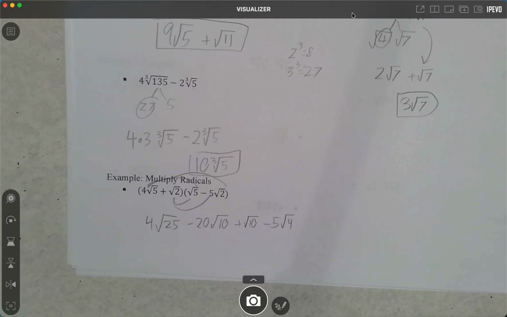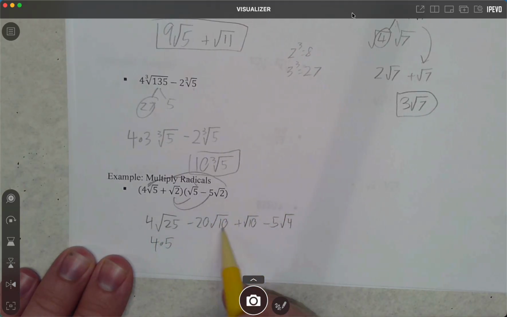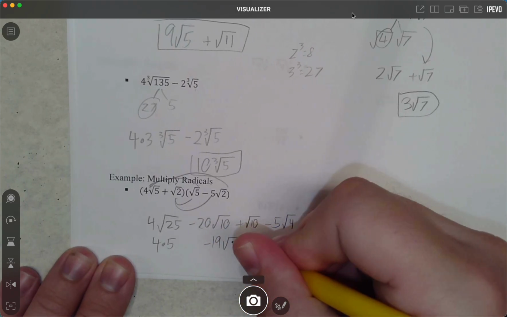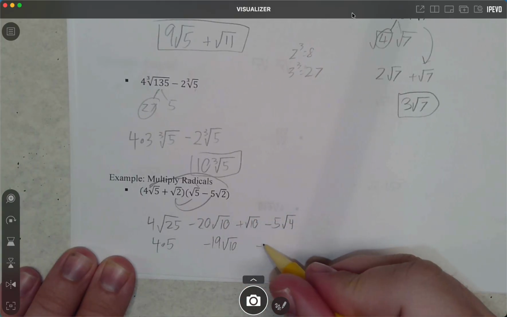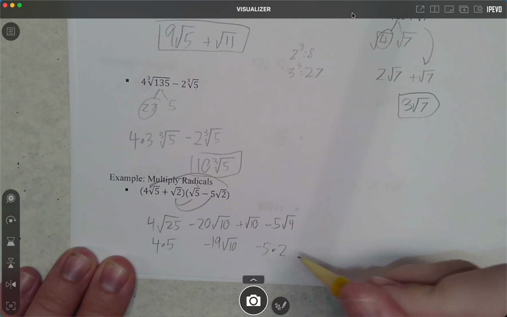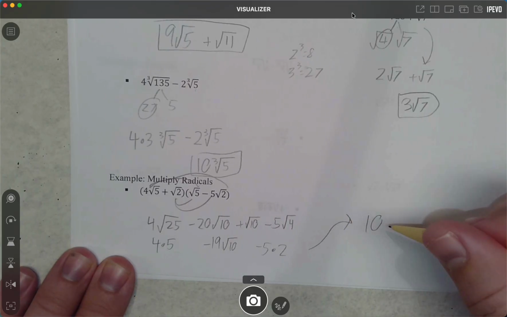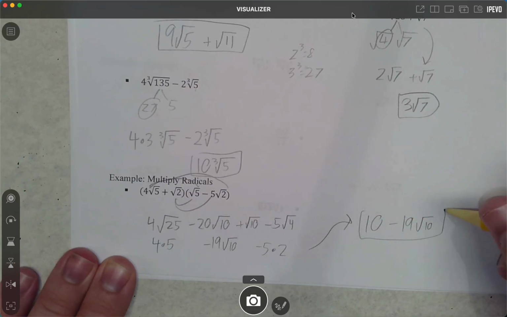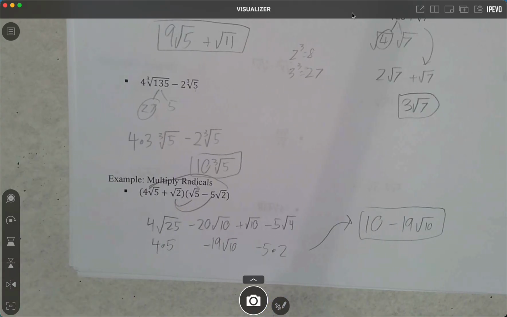Okay, so what happens now? Well, this is 4 times just 5. Now here in the middle, this is going to be negative 19 roots of 10, because there was negative 20 and then a positive 1. And here, this is negative 5 times 2. And if you work that out, just for sake of time, I'm going to call that 10 minus 19 roots of 10. So what happened there in that last step is this is positive 20, this is negative 10, and that does make positive 10 at the end.